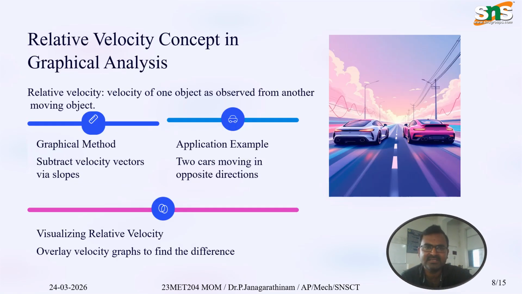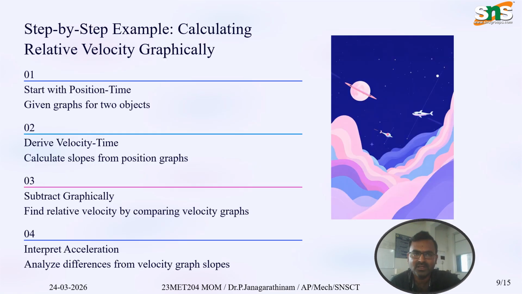So this is the relative velocity concept in the graphical method: the velocity of an object as observed from another moving object. This way we draw the velocity diagram of the relative motion method. Next, the graphical method application: two cars moving in opposite directions. We draw the velocity and acceleration diagram, visualizing the relative velocity by overlaying velocity graphs to find the difference. Step by step, calculating the relative velocity.